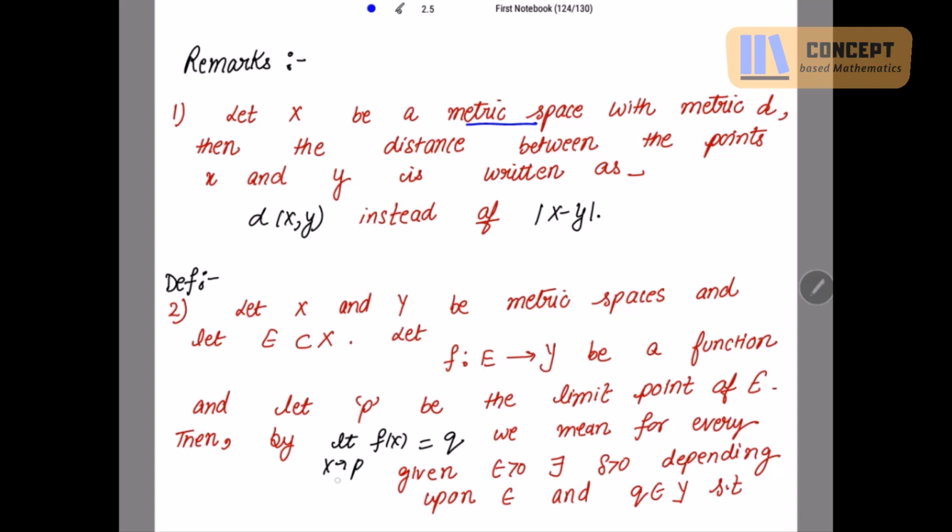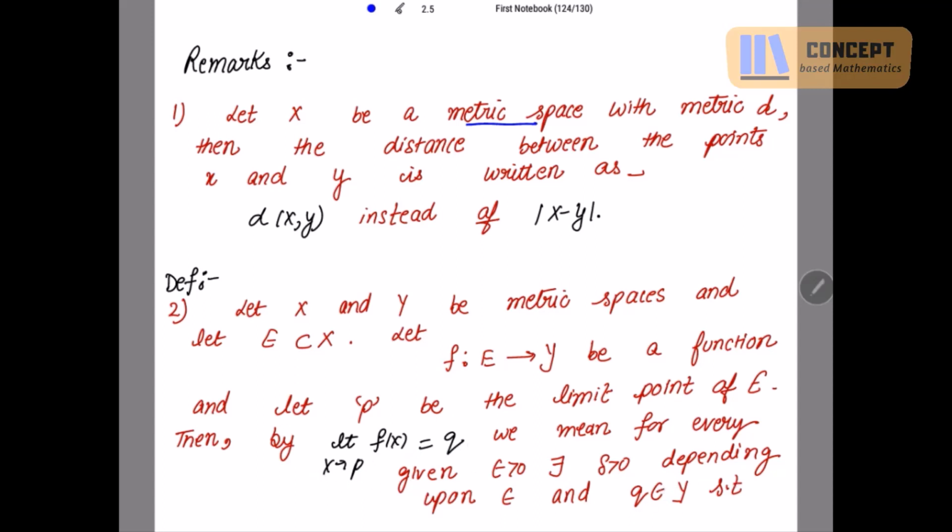Now since x and p both are belonging to the X metric space, and this p is a limit point of this E, so p may or may not belong to E. So x is tending to the limit point p, f(x) is equal to q, where q is the point in Y. So we mean for every given positive epsilon, there exists delta positive depending upon epsilon and q belongs to Y, such that, now this is the definition for this limit x tends to p, f(x) equal to q.